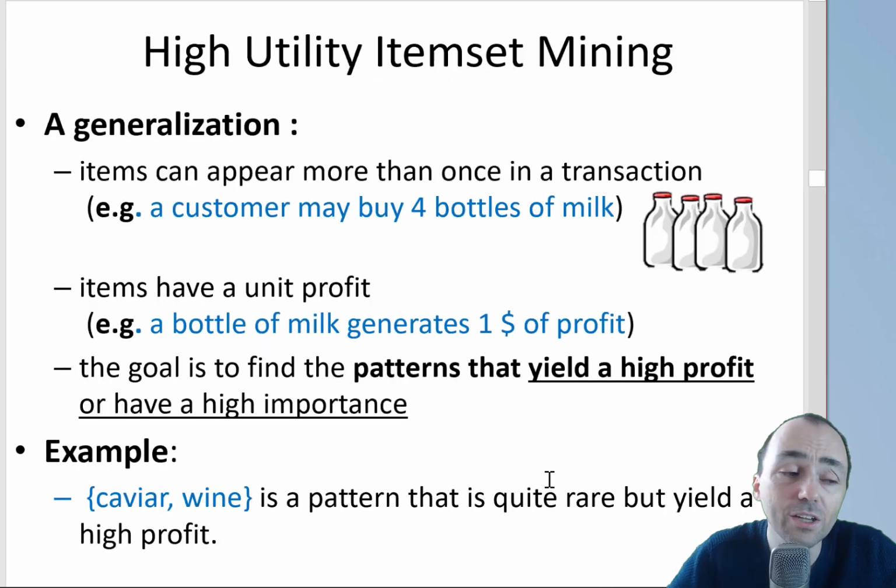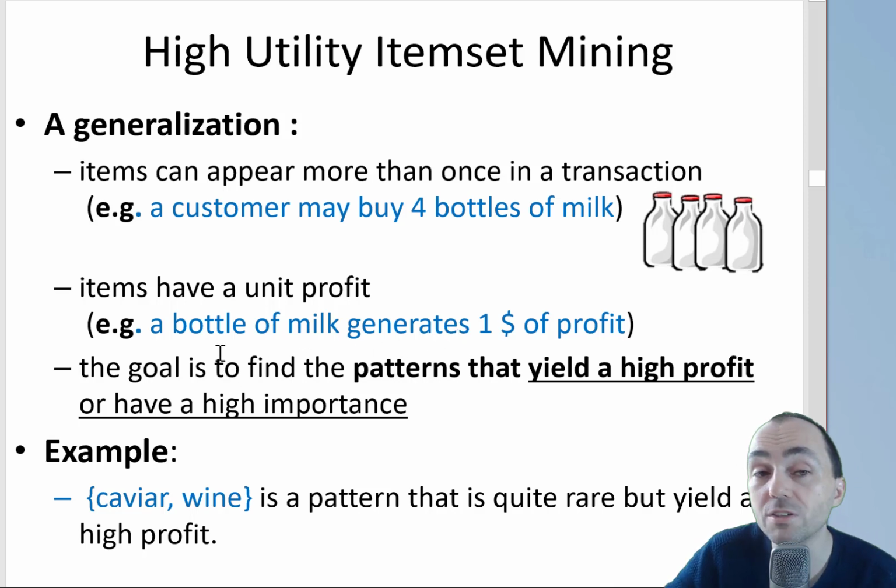So to address these problems, a new problem has been proposed called high utility itemset mining. I would like to explain it to you. It is a more general problem, where the items can appear more than once, like we can buy 4 bottles of milk or 5 bottles of milk. And also the items have a unit profit, like if you buy a bottle of milk, it will make $1 profit and so on.